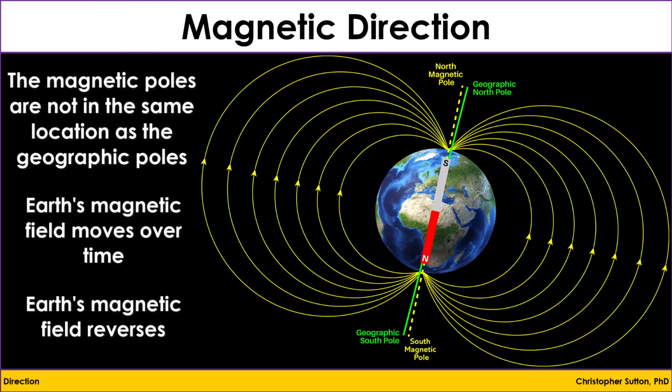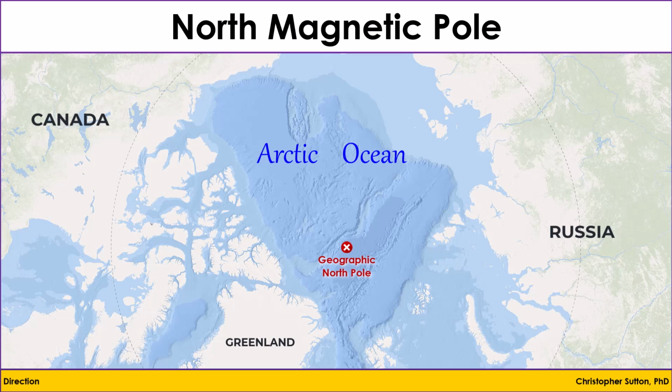Where are the magnetic poles relative to the geographic poles? Let's look at the North Magnetic Pole. This map shows the migration of the North Magnetic Pole between 1900 and 2024. Also shown on this map is the geographic North Pole. You can see that the magnetic pole has been moving across the Arctic Ocean, and at no point was the magnetic North Pole located in the same position as the geographic North Pole.